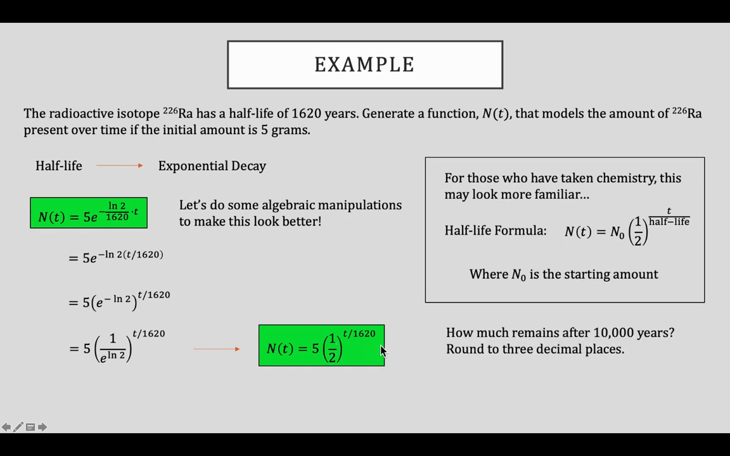So now that we have our formula, how much remains after 10,000 years? Round to 3 decimal places. Well, all that means is we need to plug in 10,000 in for t, evaluate n of 10,000. That gives us approximately 0.069 grams. All right, so there's an example of exponential decay. And two ways to start this off. You can start off with our general form of exponential decay, or if it is more specifically a half-life problem, you can use this half-life formula.